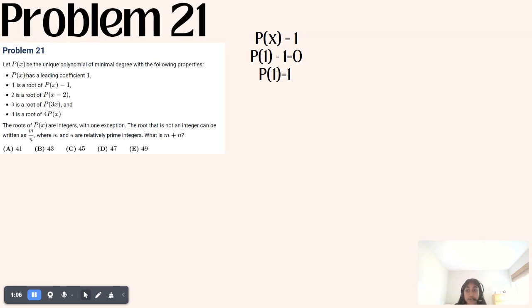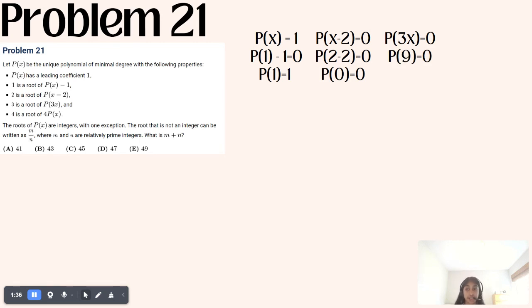Okay, so for the first one, 1 is a root of P(x) minus 1. We can write P(x) is equal to 1 because 1 is a root, meaning that 1 is a solution of this. So that means that if we subtract 1, we can find P(1) equal to 1. The second thing we can find is that x minus 2 is equal to 0, because 2 is a root, that's a solution for x. So P(2) minus 2 is equal to 0, P(0) is equal to 0. And then this one, basically 3 is a root of P(3x). That means that 3 is a solution, so P(3x) is equal to 0, so that means P(9) is equal to 0.